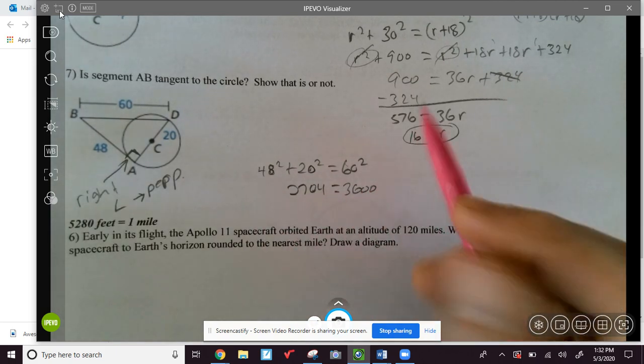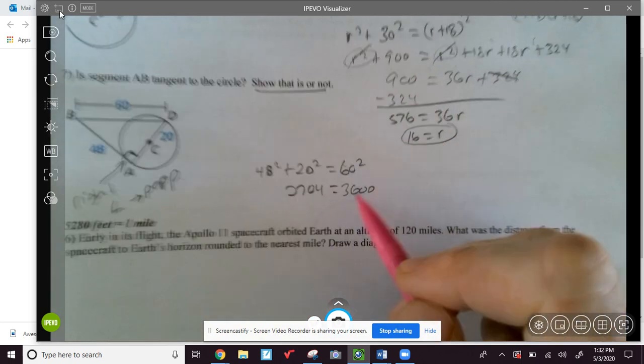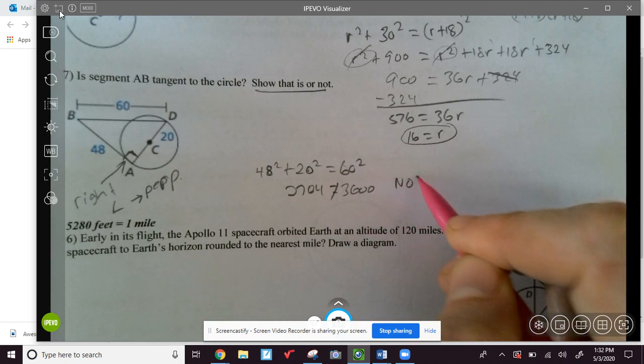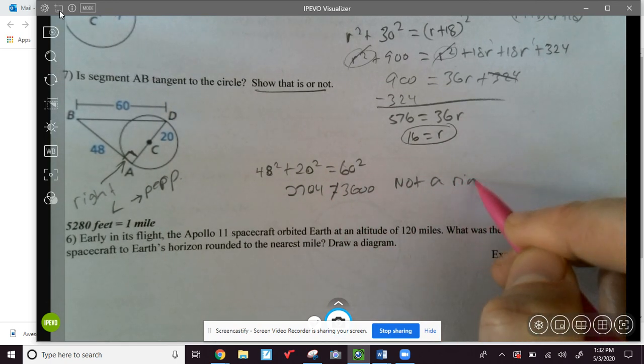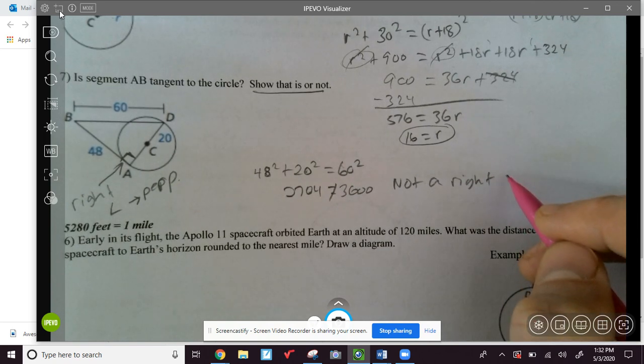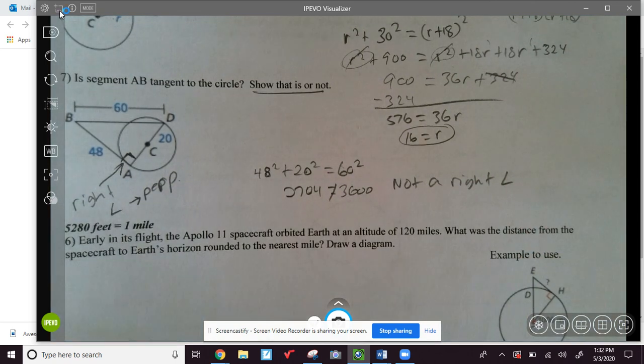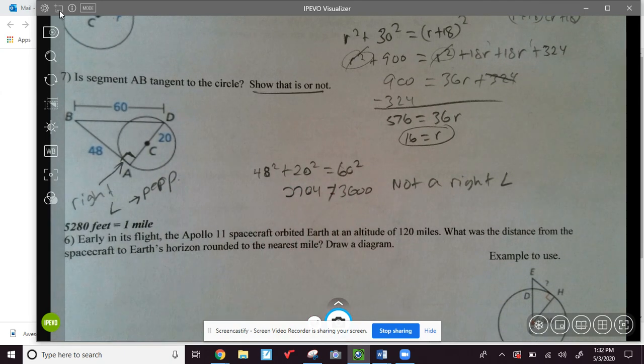So it looks like to me, it says show, so I'm showing that it's not a right angle because they're not equal to each other. Make sure I did that right. 48 squared plus 20 squared. And then, all right, looks good to me.